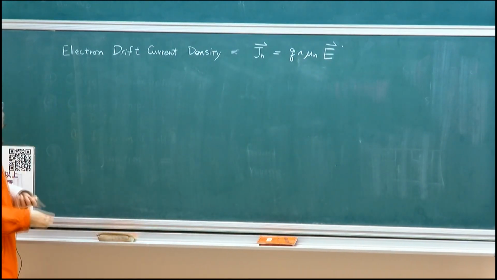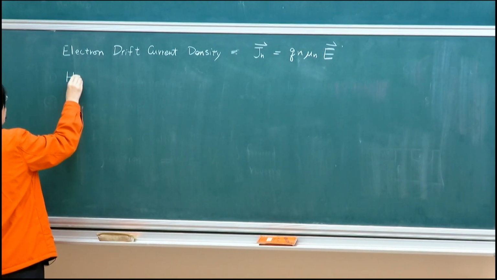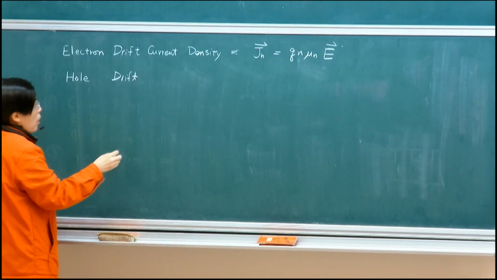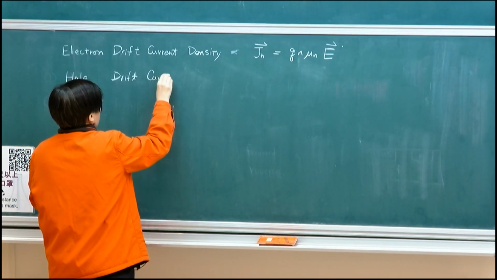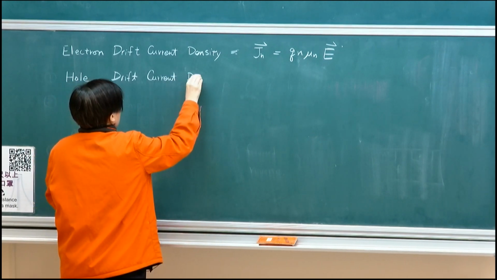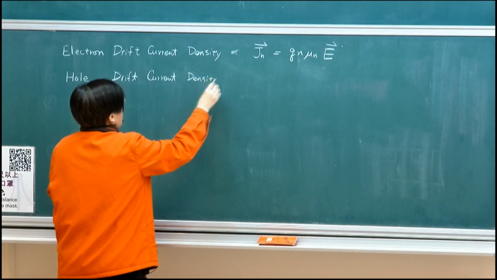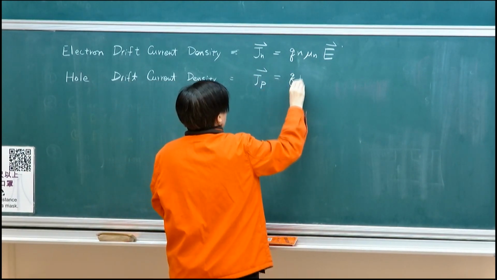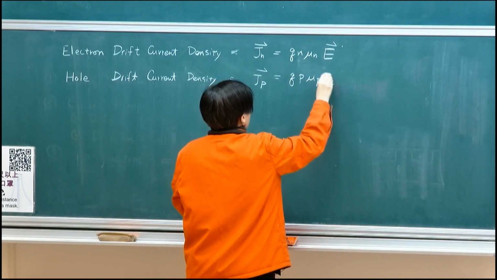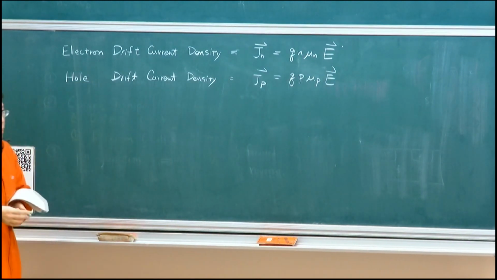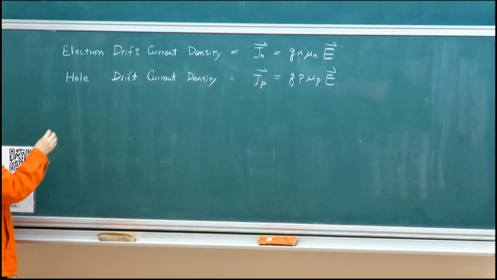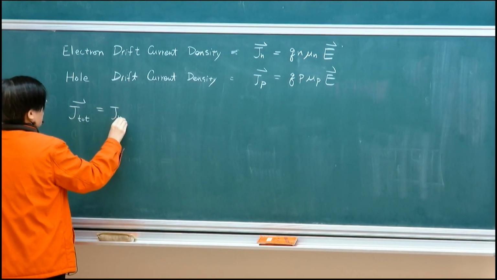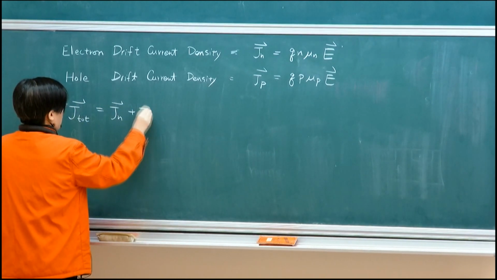Okay? So we can do the same thing for hole drift. I want to be specific because we're going to have other types of current. So hole drift current density will then be q p mu p E. You can do the same exercise and get the results. So your total current, J total, will be Jn plus Jp.